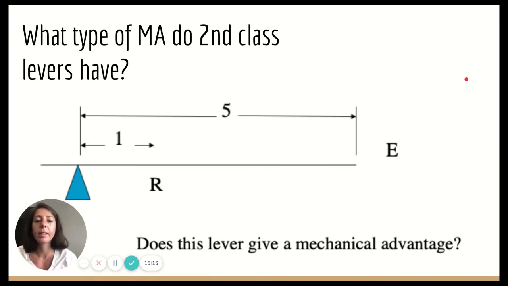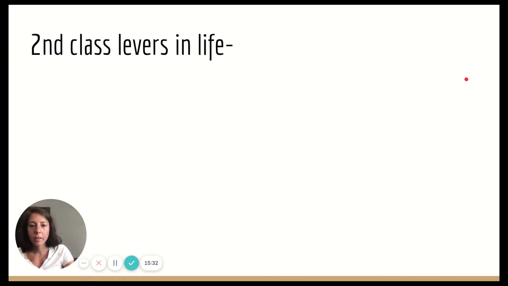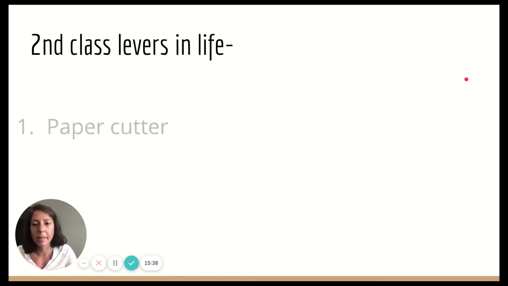Hopefully you found that the mechanical advantage is 5. So it's greater than 1. So second class levers do have a favorable mechanical advantage. They're going to be able to move something with very little effort. So let's look at some examples in life. Again, the resistance is in the middle and they're always going to have a favorable mechanical advantage.